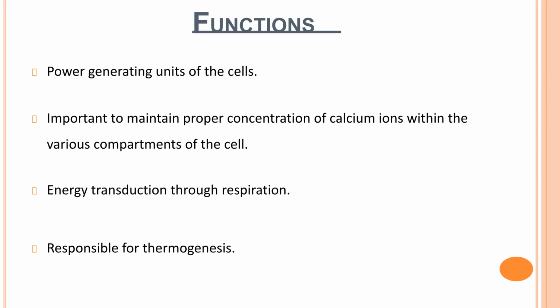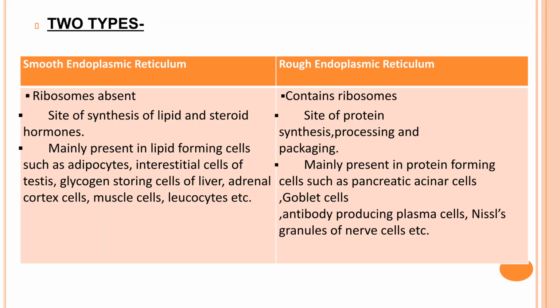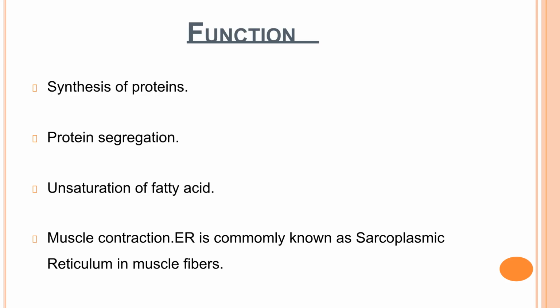The endoplasmic reticulum is a network of tubular and flat vesicular structures in the cytoplasm. It is an extensive network of closed, flattened, membrane-bounded sacs called cisternae, filled with endoplasmic matrix. The endoplasmic reticulum comes in two types, rough ER and smooth ER. Functions of the ER include protein synthesis and segregation, unsaturation of fatty acids, and muscle contraction, where it is known as the sarcoplasmic reticulum. Golgi bodies are a collection of membrane-enclosed sacs stacked near the nucleus.